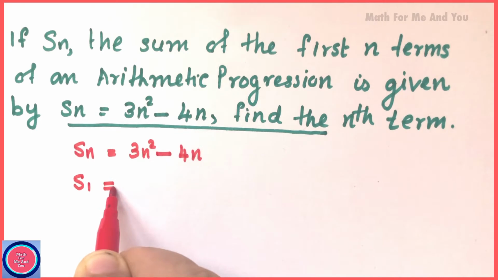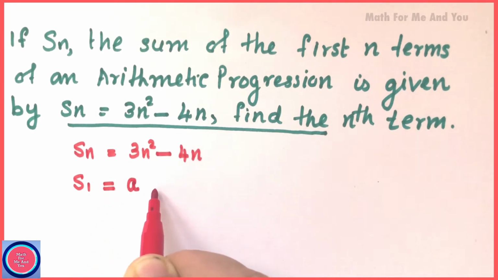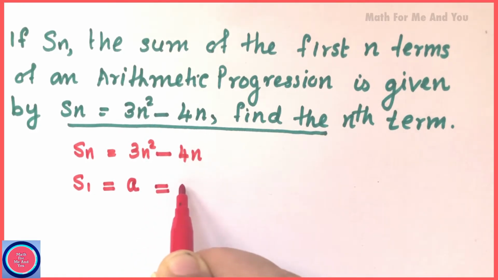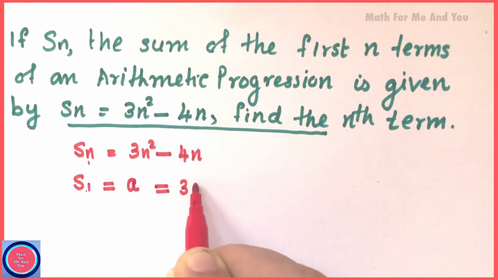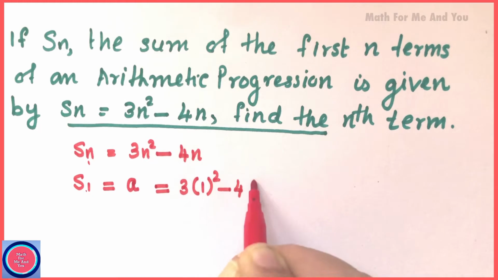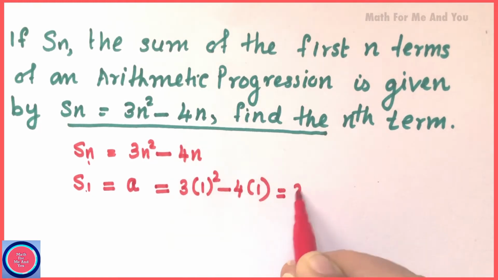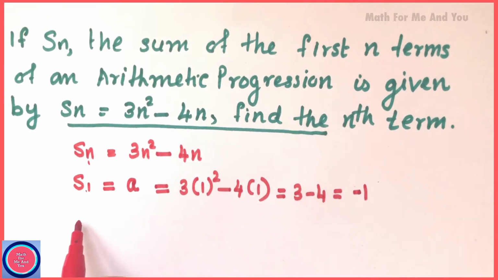So we get A. A is equal to, put n equals 1. So we get 3 times 1 square minus 4 times 1. Because see, in place of n, 1. 3 times 1 the whole square minus 4 times 1. That is 3 minus 4. What we get the answer? It is equal to minus 1. That means the first term of this AP is equal to minus 1.